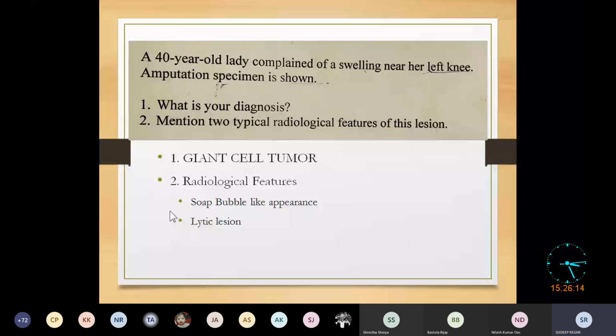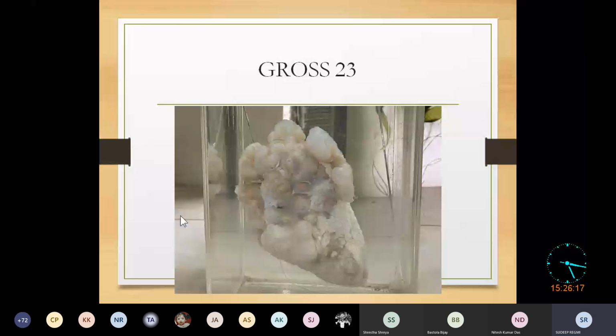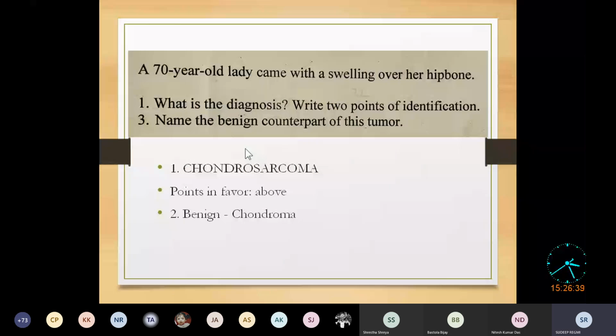So gross 23, last one. We have few minutes left. Can someone discuss this? Chondrosarcoma. Osteochondroma. This is chondrosarcoma.